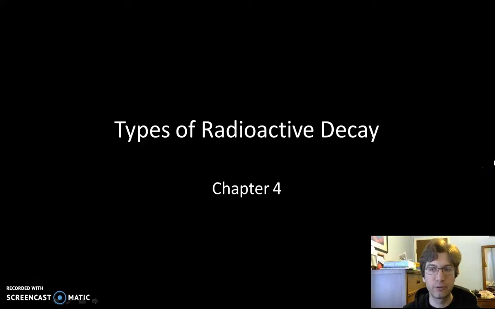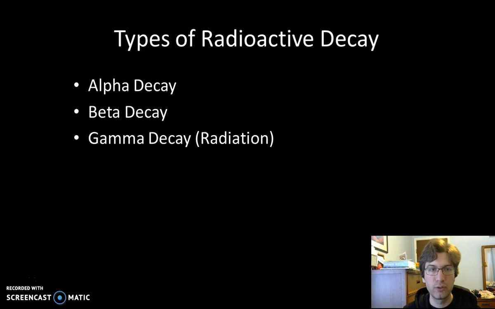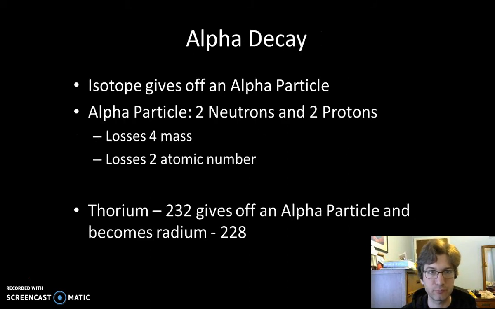Moving right along, we're going to discuss our different types of radioactive decay. We do have three main types: alpha decay, beta decay, and gamma decay. Alpha and beta decay refer to the particles that are being shot off, while gamma decay refers to the actual light radiation that is being given off.